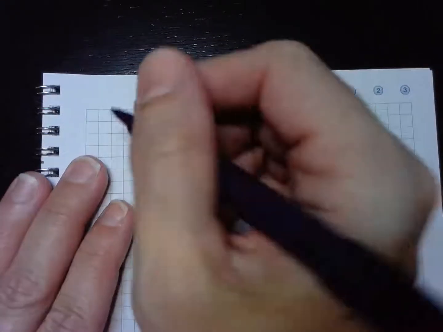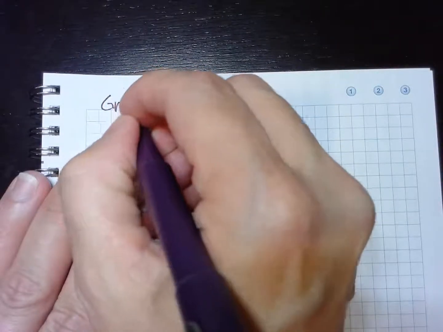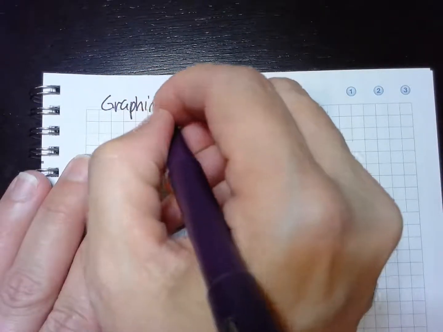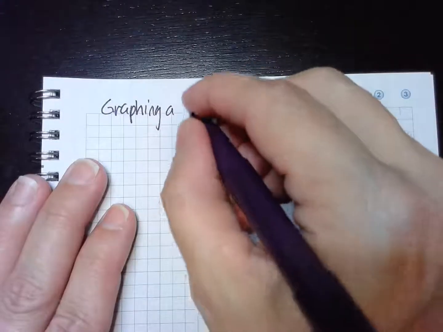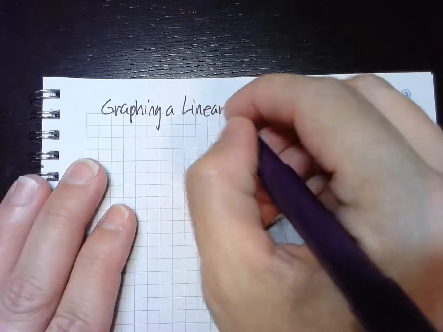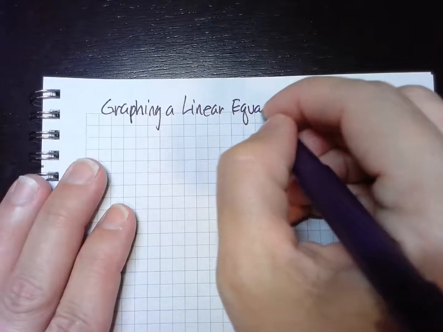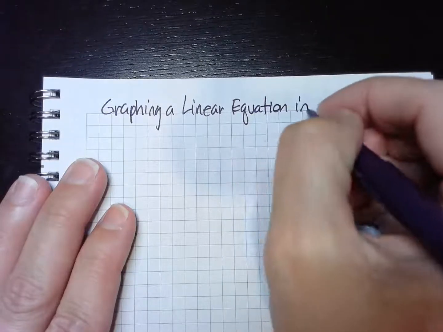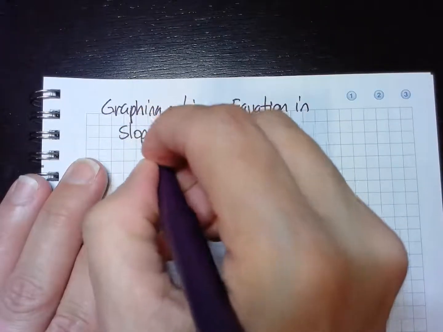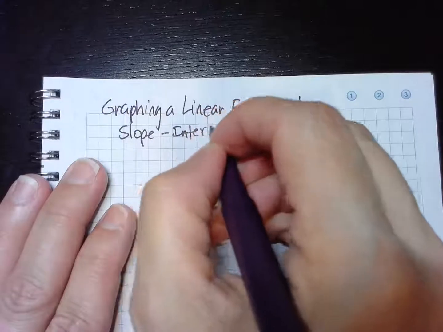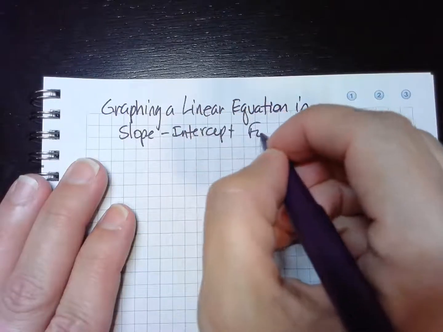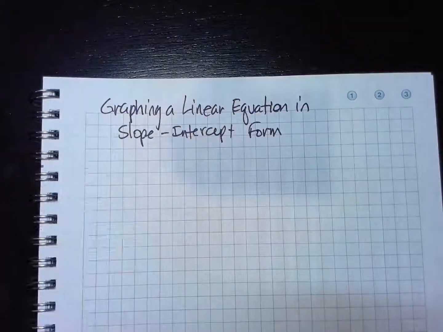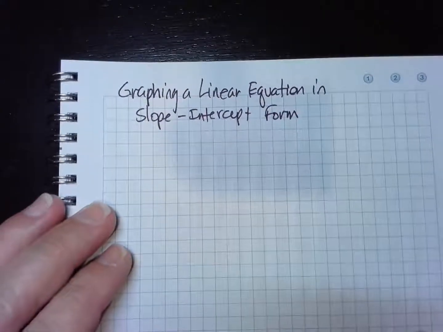Okay, topic is graphing a linear equation in slope-intercept form. I'm going to show you two different methods.